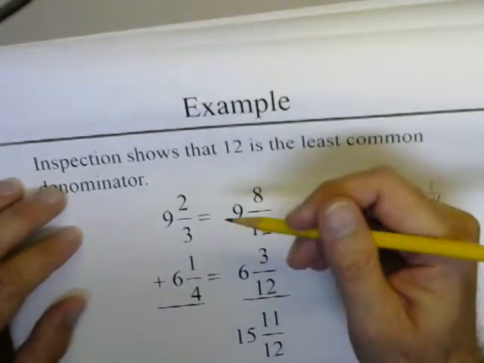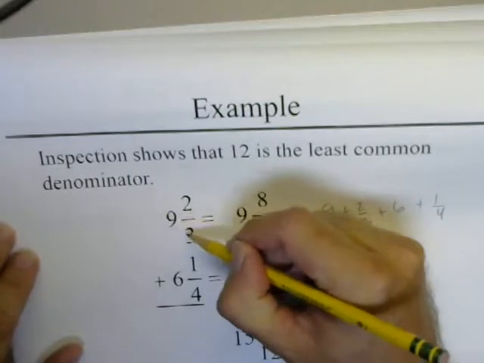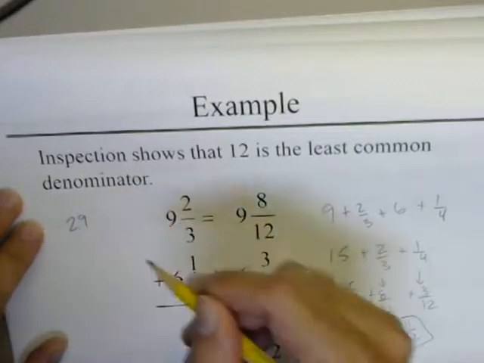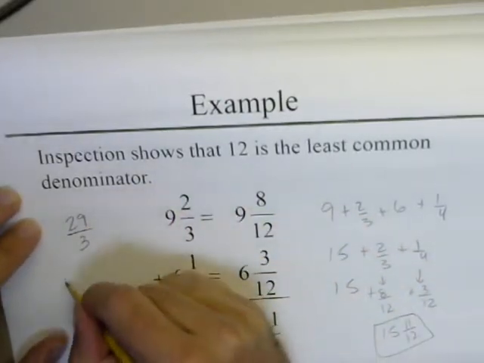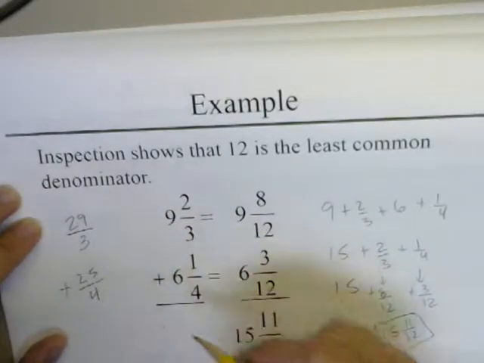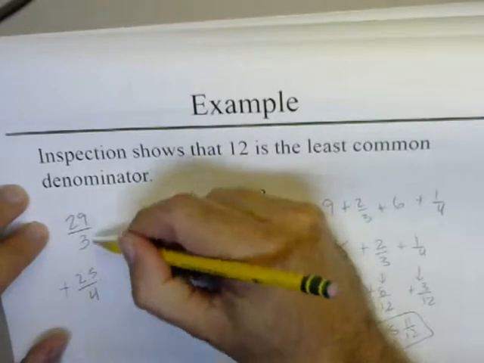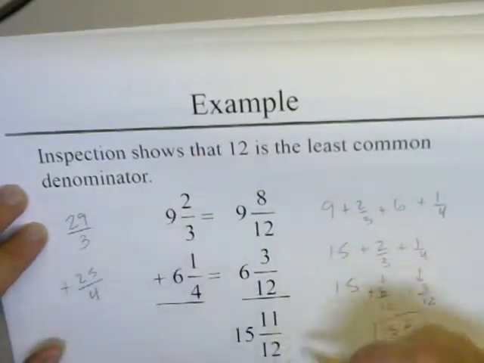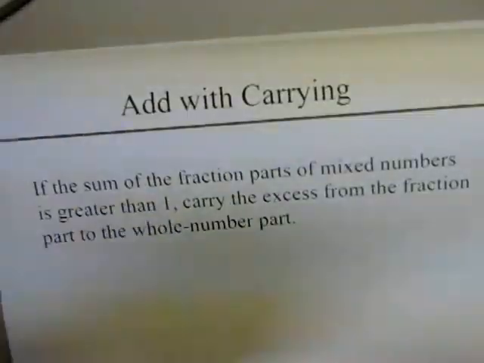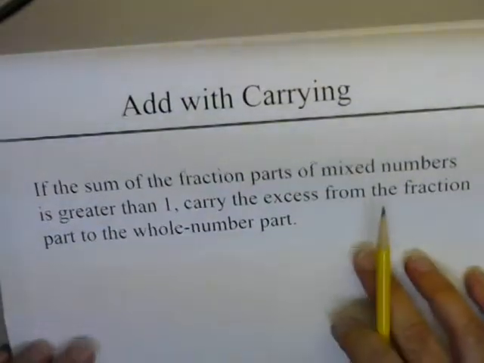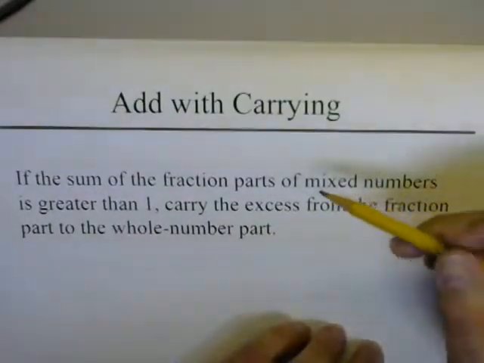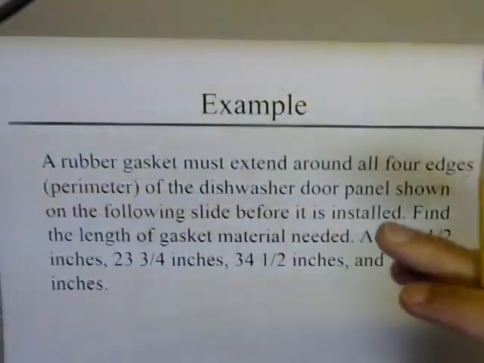I should mention too that there is another way to do this also. You can take 3 times 9, which is 27, and add 2, that gives you 29/3, and then plus 25/4. Convert them both to improper fractions, and then add those together and then just convert back to a mixed fraction. That's another way to do it, but I think it's easier to add the whole number parts and then add the fraction parts separately. If the sum of the fraction parts of mixed numbers is greater than 1, carry the excess from the fraction part to the whole number part.